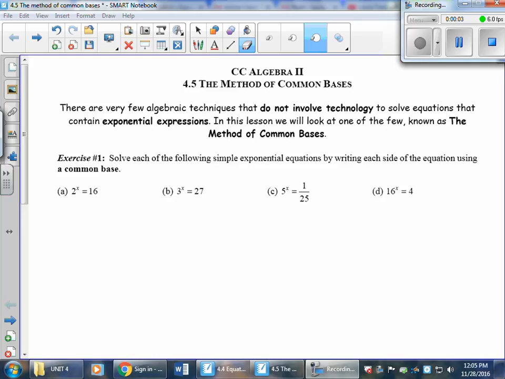Okay, so welcome back to Common Core Algebra II. Today's lesson is 4.5, the method of common bases. I kind of like these. These are like my favorite things to do, so hopefully you enjoy them as much as I do.